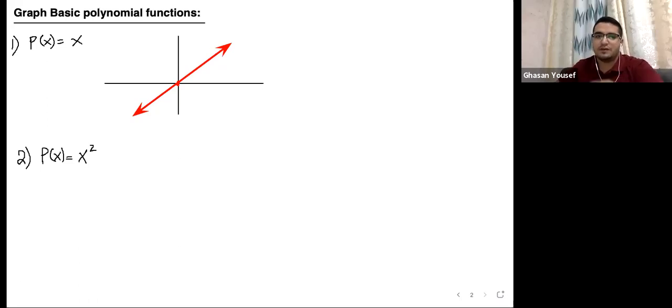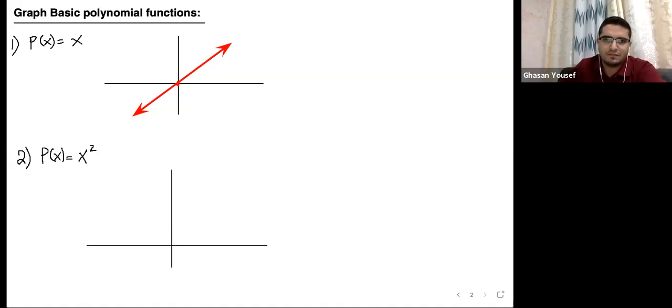The graph is a parabola. Yes, the graph of this function looks like a parabola. So the graph of this function should be like this. This is a parabola, like this. And this is x squared.